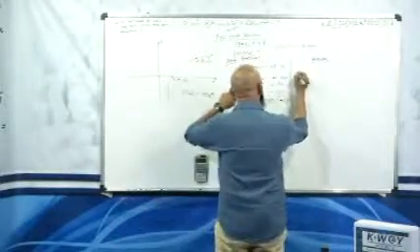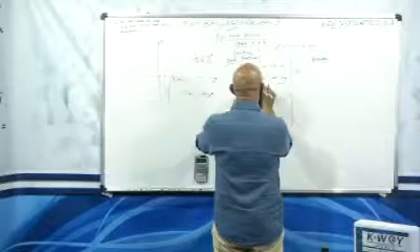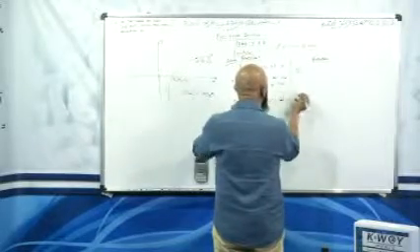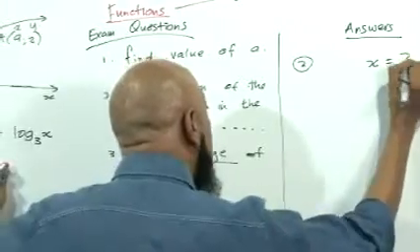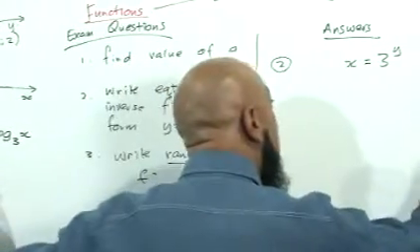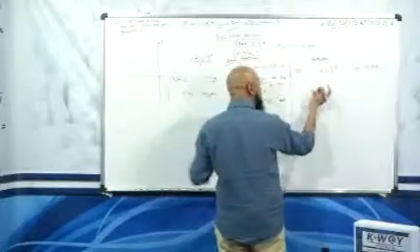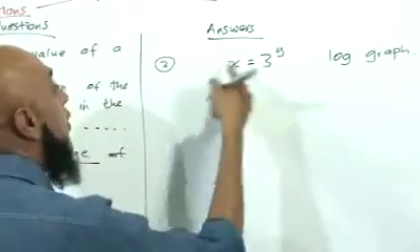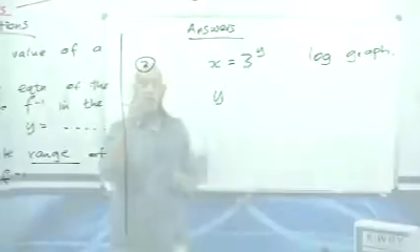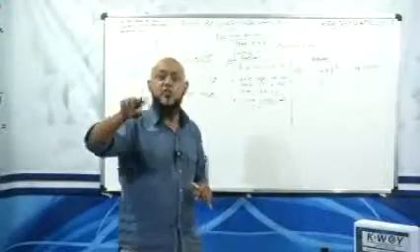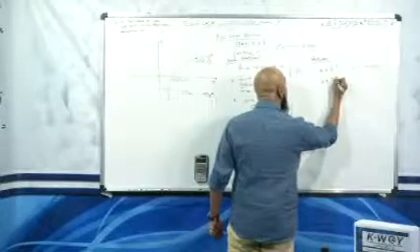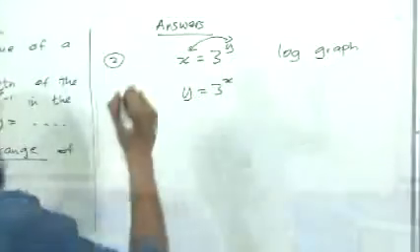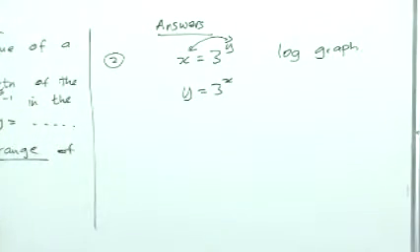Question number 2. Write the equation of the inverse in the form y equals. Now we know that x is equal to 3 to the y. That is your log graph. The inverse function would be y. What do we know about the inverse of a log graph? It's the exponential. So y is equal to a to the power x. So y is equal to 3 to the power x. Remember the inverse function, we swap the two. y is equal to 3 to the power x.